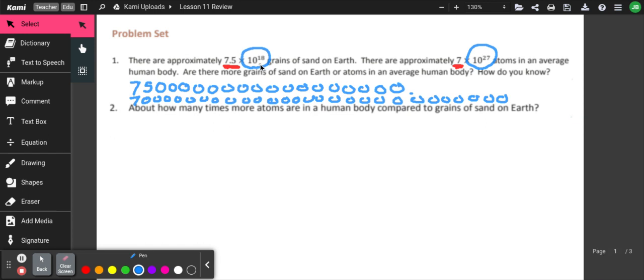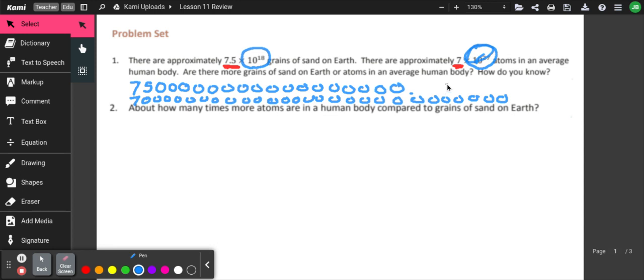So with number 1, they want us to understand that we can't just look at the front number. We have to actually look at the whole number, most especially that power of 10. If the power of 10 is larger, then the number is just going to be larger. Now, if the power of 10 was the same, then we would look at the coefficient value to find the larger number. So in this case, the answer should be that there are more atoms in the average human body. And our reason for how do we know? The power of 10 is much, much larger.